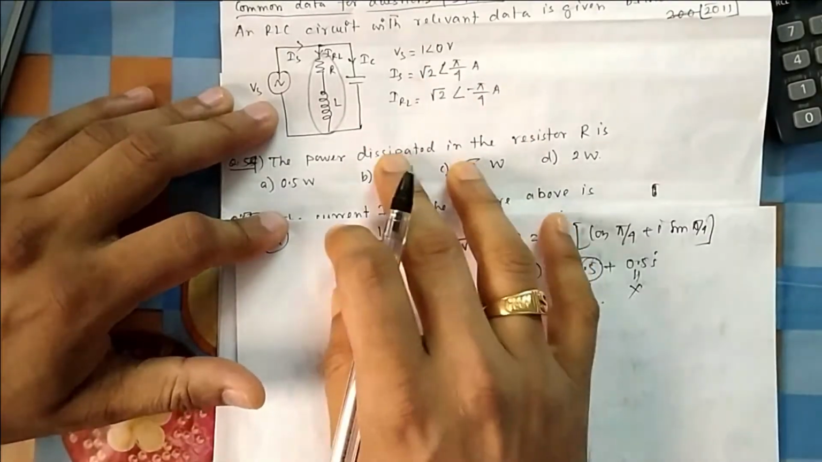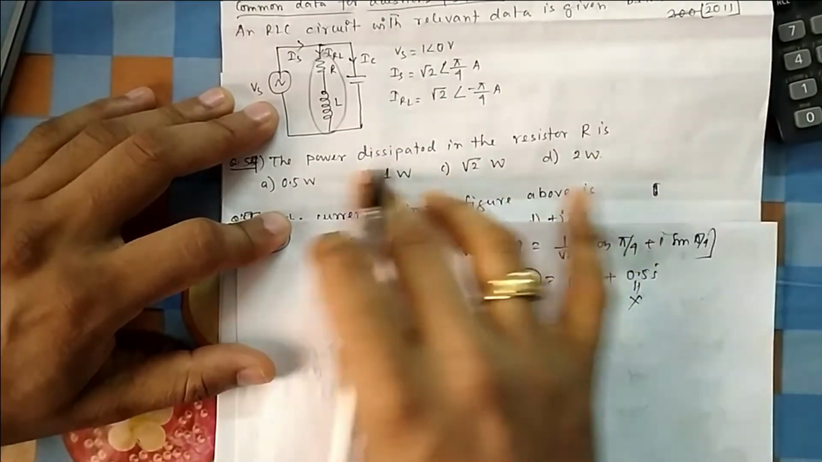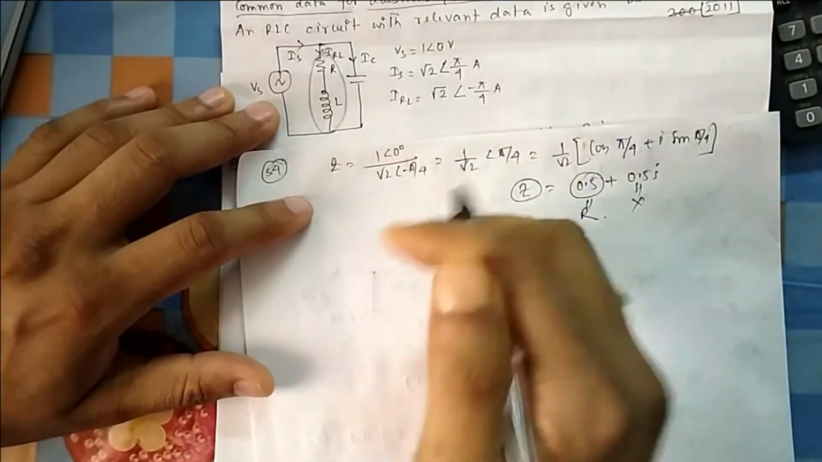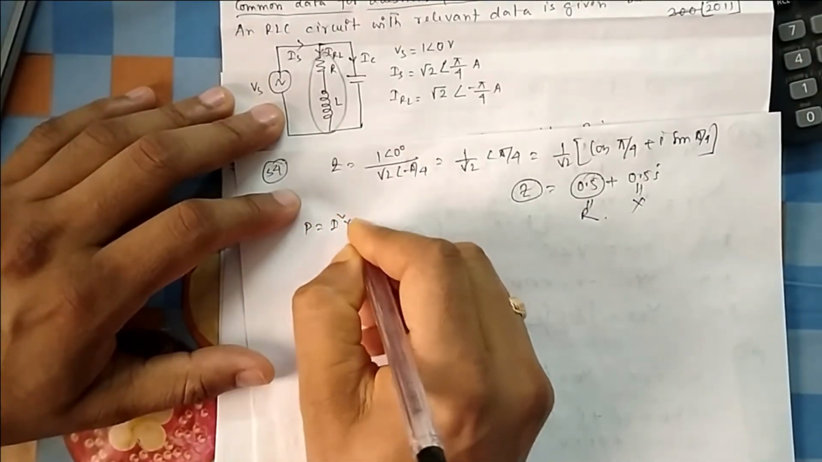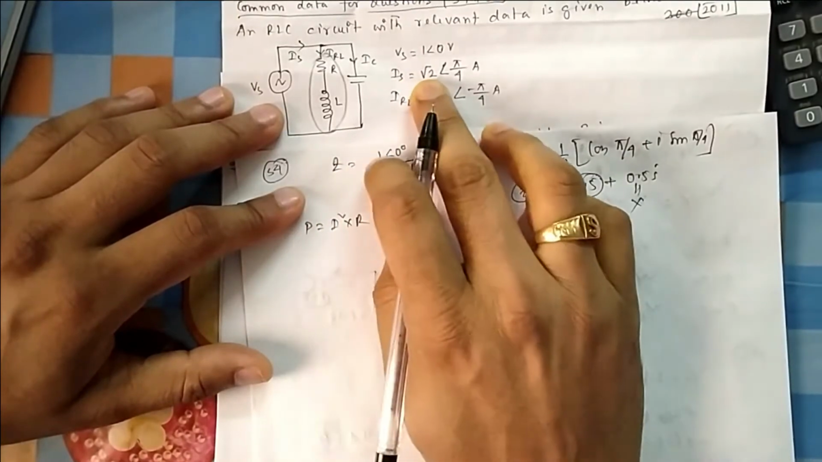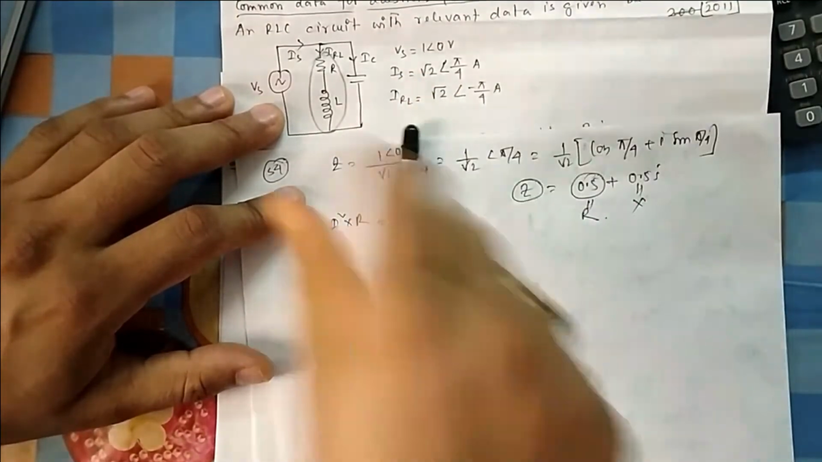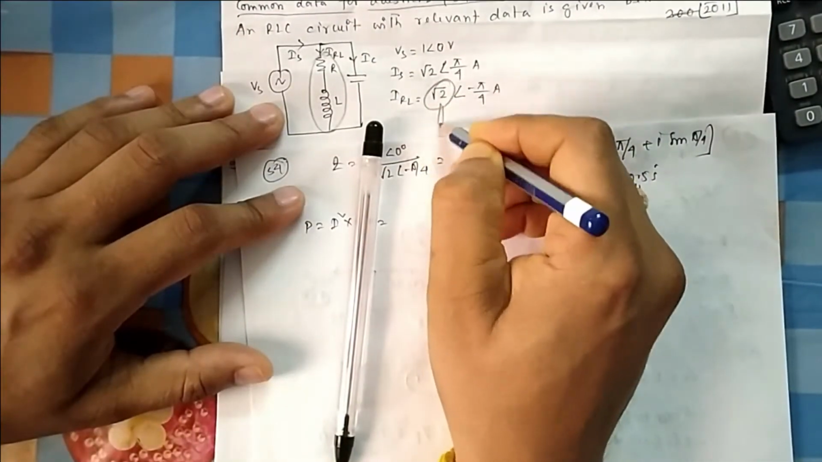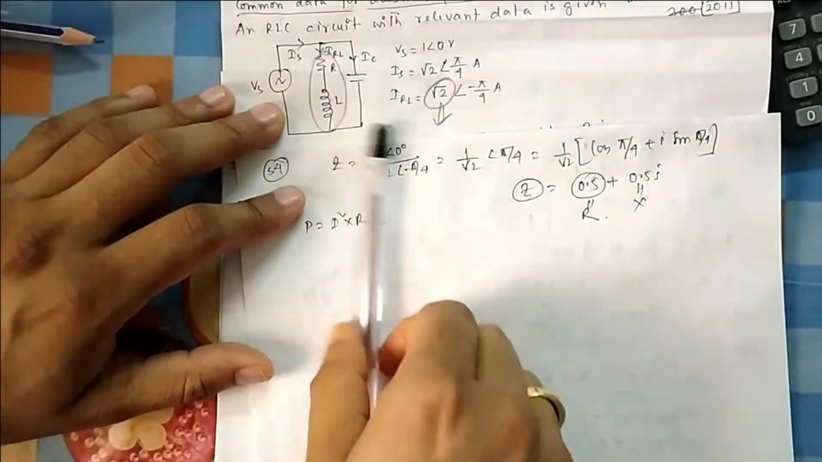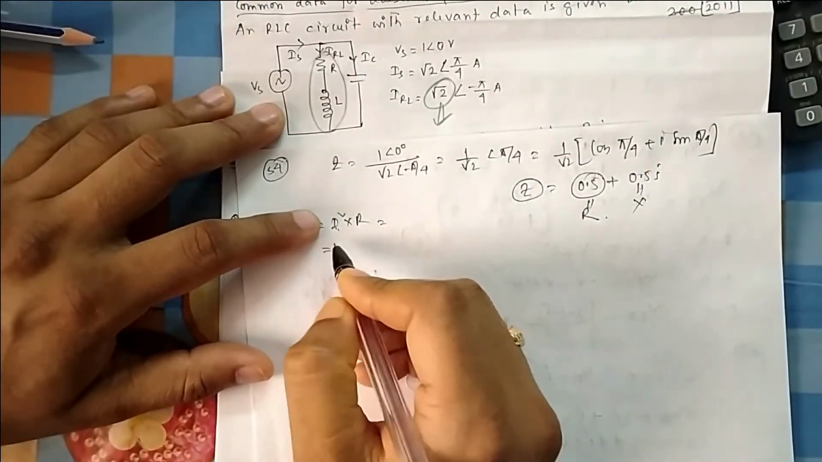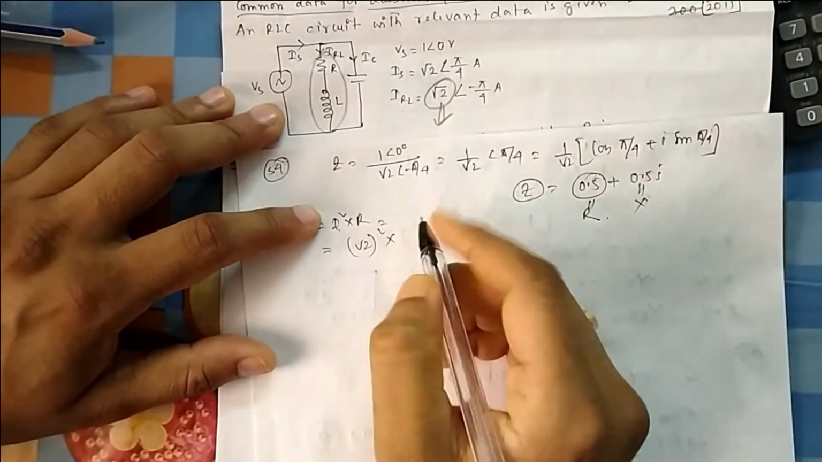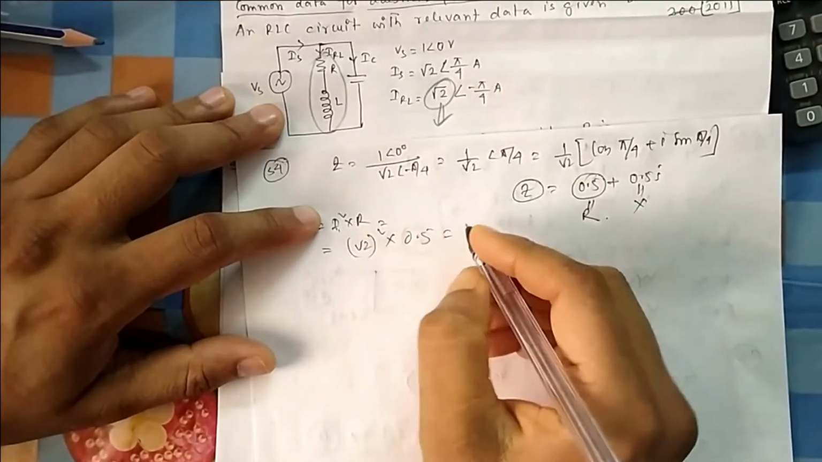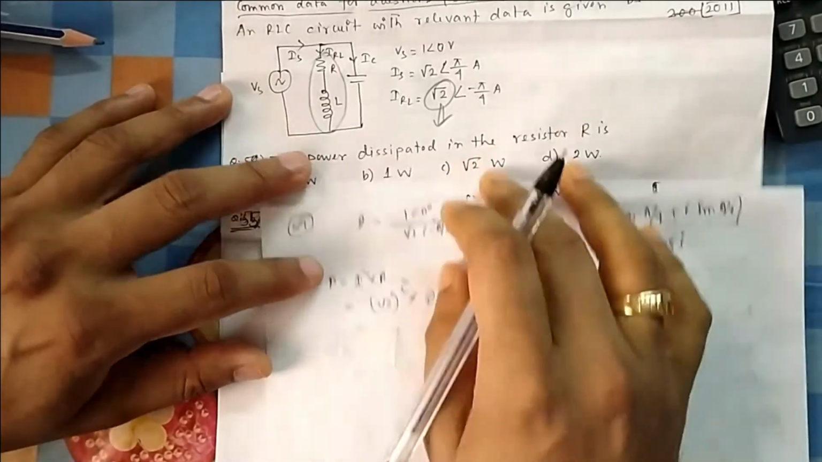Because R is given, they are asking the power dissipated in R. So what will be the power? Power is equal to I square R. Now just now you have learned this I is the RMS value. This root 2 is the RMS value, because in phasor it always represents RMS. And this I is also your RMS current. So it is root 2 squared multiplied by your R, which is 0.5. That means 2 into 0.5, that is 1, which is your option B.